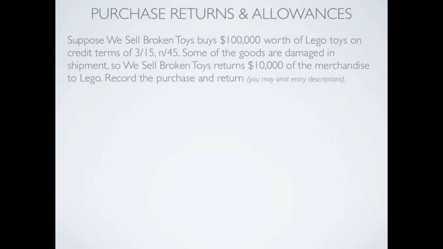Now let's look at a purchase returns and allowances example. Suppose We Sell Broken Toys buys $100,000 worth of Lego toys on credit terms of 3/15, net 45. Some of the goods are damaged in shipment, so We Sell Broken Toys returns $10,000 of the merchandise to Lego. Record the purchase and the return.